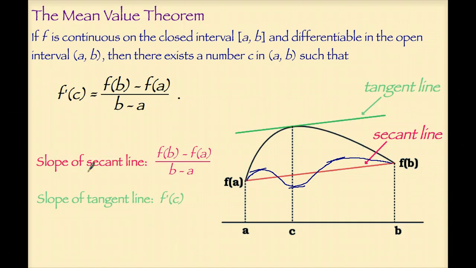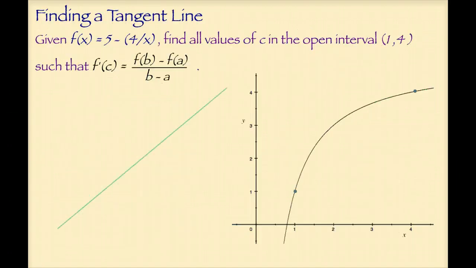All right, let's give this a try. Given f of x equals 5 minus 4 over x, find all values of c in the open interval 1, 4, such that f prime of c equals f of b minus f of a over b minus a.